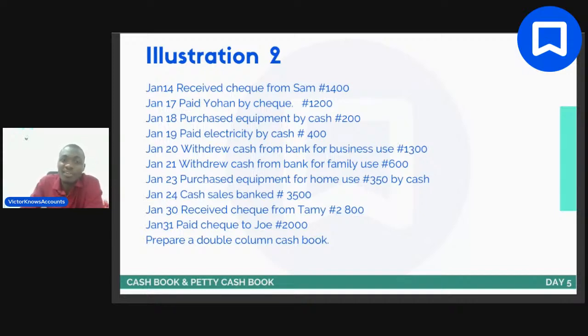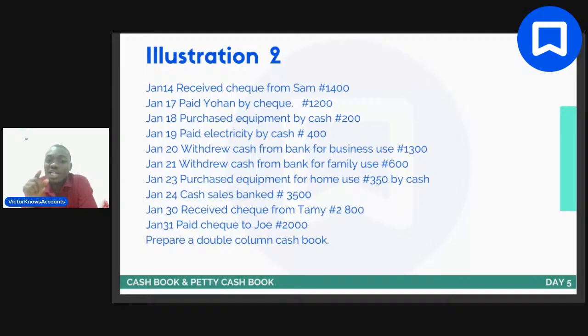Withdrew cash from bank for business use. What is that? A contra entry. When cash is withdrawn from the bank for business use, the bank is giving cash. So what you do is you remove it from bank by crediting the bank column, and then you put it in cash by debiting what? The cash column. Is that fine?